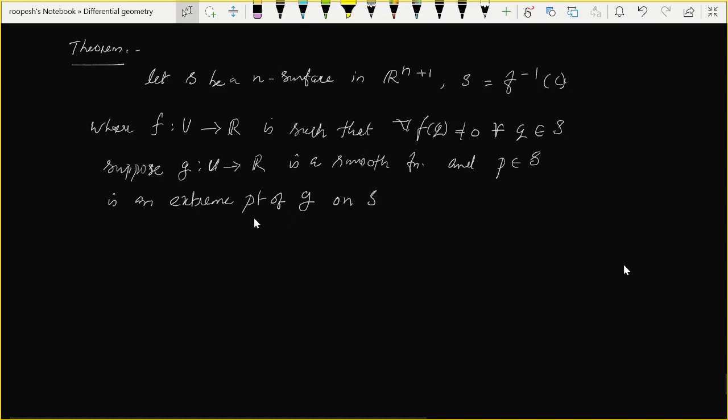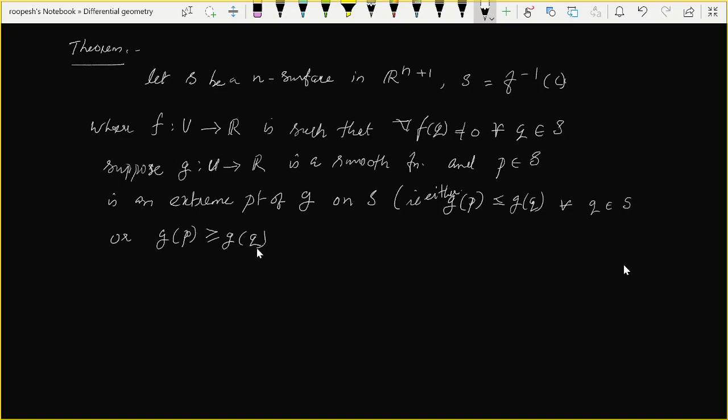What's the meaning of extreme point? Extreme point means that either G of P is less than or equal to G of Q for every Q belonging to S, or G of P is greater than or equal to G of Q for every Q belonging to S. Then we will say that this P is an extreme point of G.